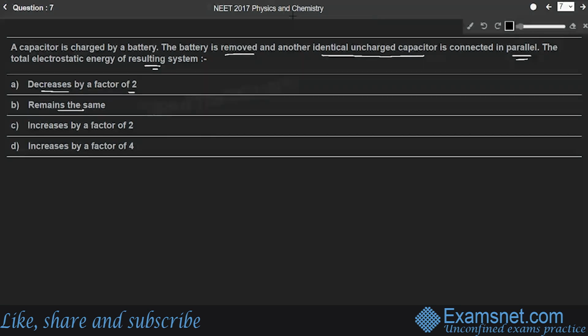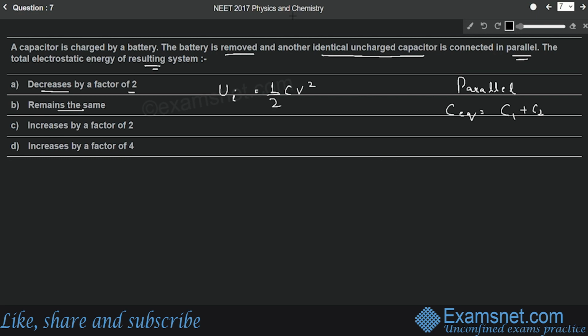Okay, so see, what will be the initial electrostatic energy? The initial electrostatic energy will be equal to half CV square. This is the formula for electrostatic energy, right? Now, after the battery is removed and an uncharged capacitor is connected in parallel, we know that in case of parallel combination, the equivalent capacitance is the sum of individual capacitances, that is C1 plus C2. Okay, this is opposite to the case of resistances. In case of resistance, we find the sum in series combination, but in capacitance, we find the sum in parallel combination.